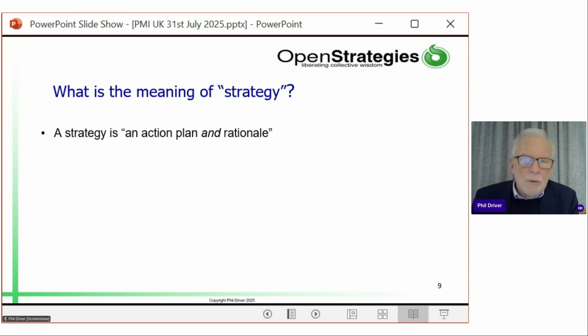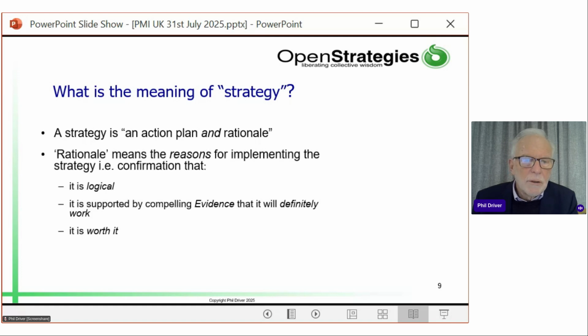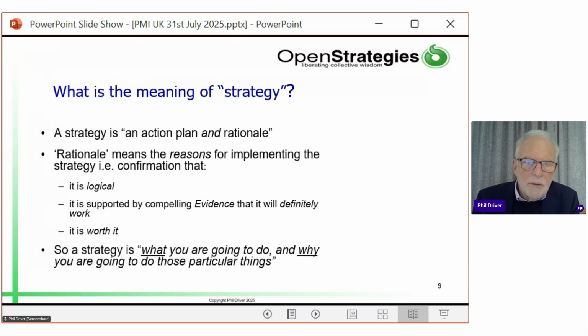What it doesn't work for is the hundreds or thousands of people I deal with. Even that language is too academic. They prefer a statement like, it's what we do and why we do it. So rationale in this case just means, is your strategy logical? Is it supported by evidence, and is it worth it? But at the end of the day, this is a sort of definition that most people can understand. What are you going to do and why are you doing those particular things?